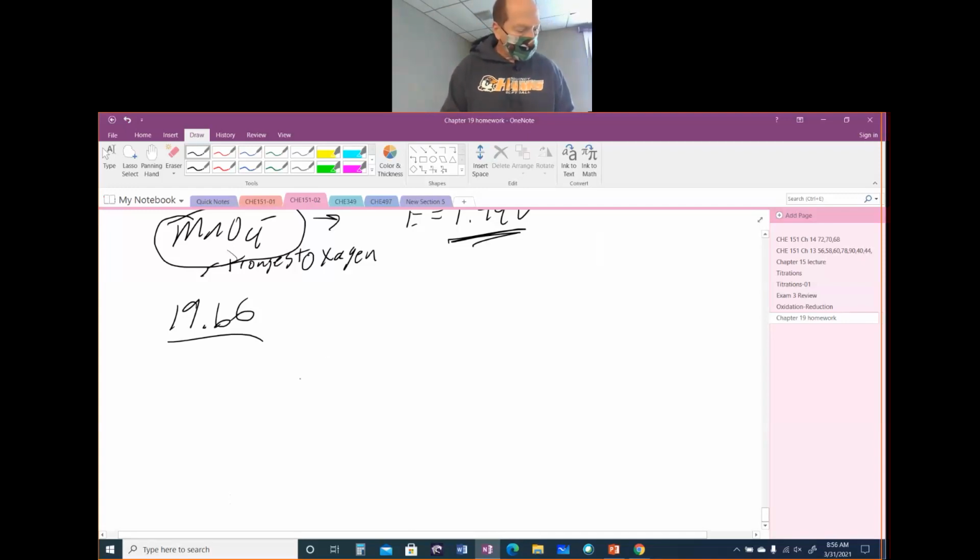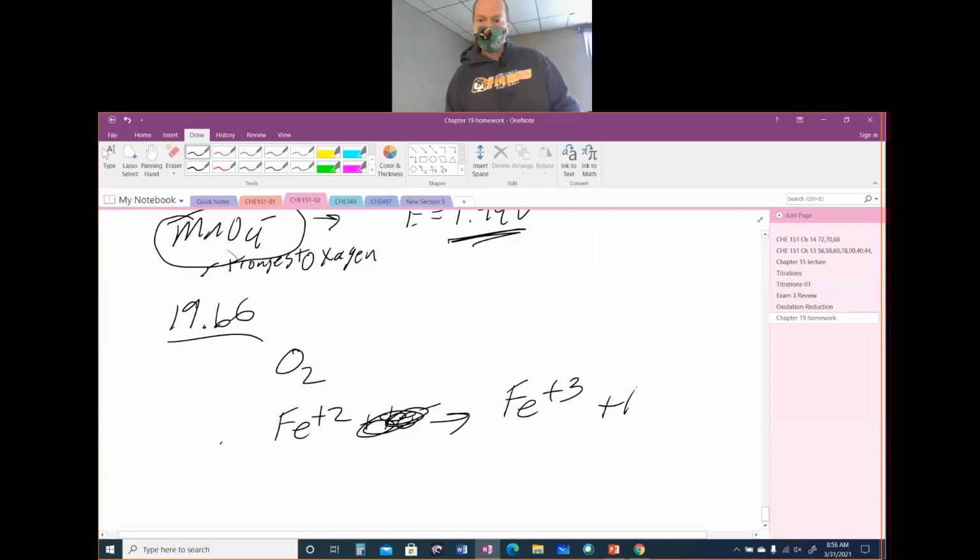All right, answer the following questions referring to table 19.1. Will oxygen oxidize iron 2? All right, so you have to look at your oxygen. And we want to oxidize our iron 2. So Fe plus 2 can only be oxidized to iron plus 3 plus 1 electron. So the way you're going to see it on the chart is your Fe plus 3 plus 1 electron goes to Fe plus 2. You've got to reverse it.